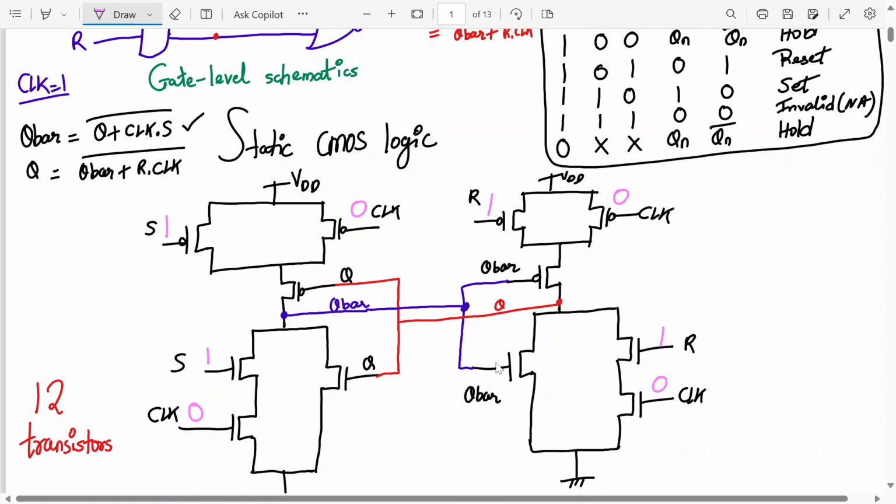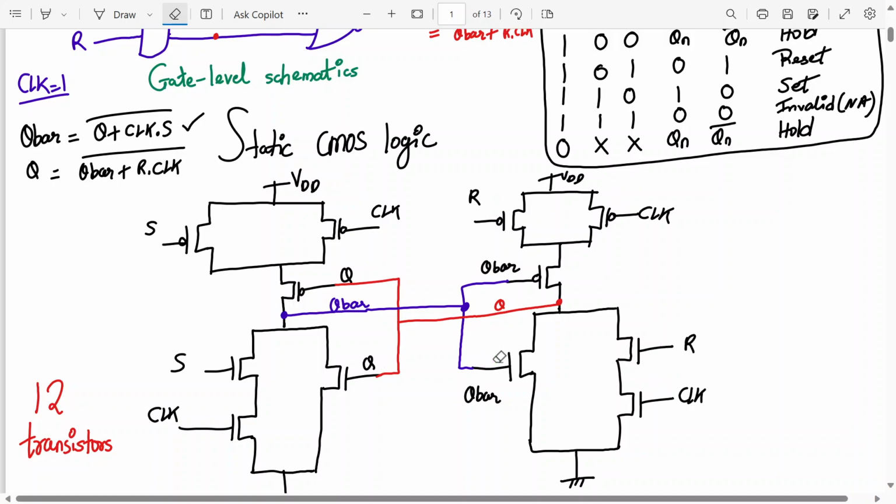So the Q should be 1 since the clock, the PMOS is on, but the NMOS is off. If Q is 1, Q bar will be 0, right? Yes, sir. So it's holding the previous state only. Previous state was Q was 1, Q bar was 0, right? So it's the hold condition. The clock should be active basically. When the clock is active, only then this clocked SR flip flop will work. Okay, let's go to the next one.